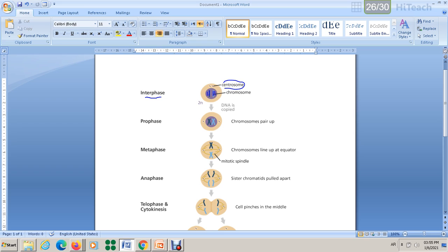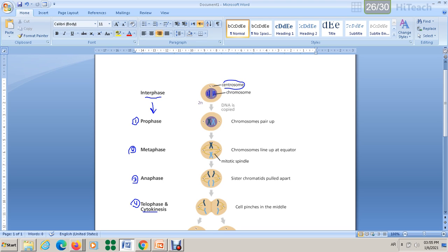In the interphase. Now let's move to the second step of the cell cycle, which is the mitosis. Mitosis has four phases: 1 prophase, 2 metaphase, 3 anaphase, 4 telophase. And at the end of telophase comes the cytokinesis, which is the third phase of the cell cycle.